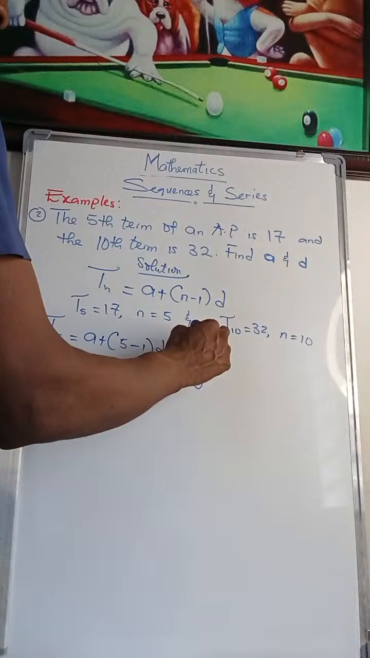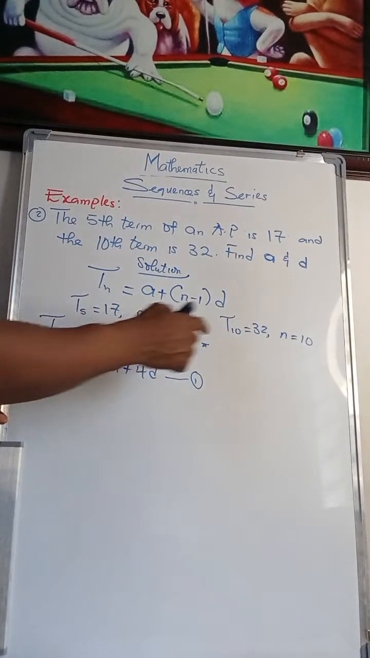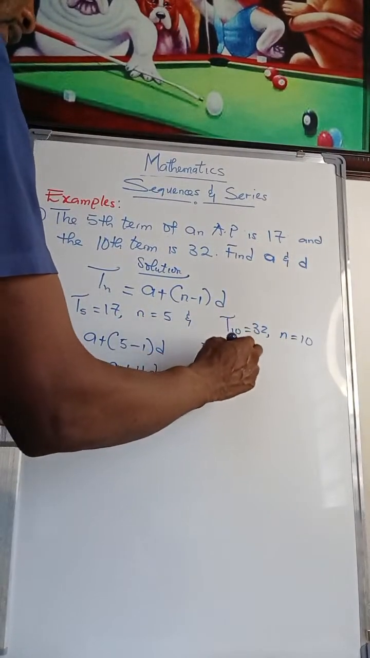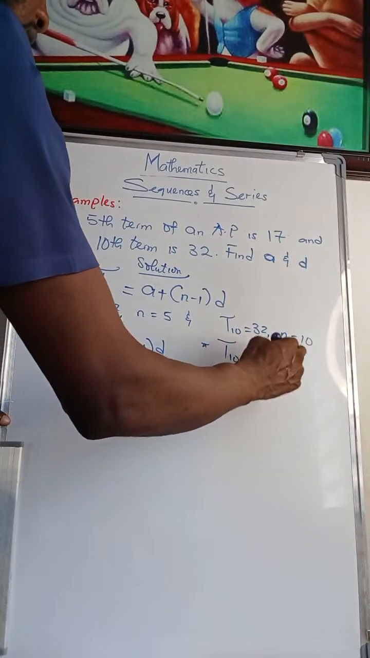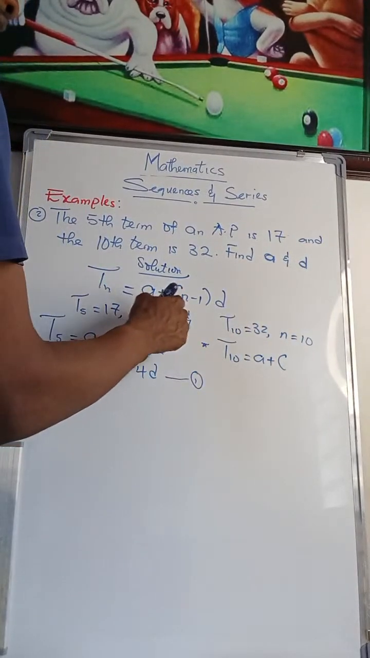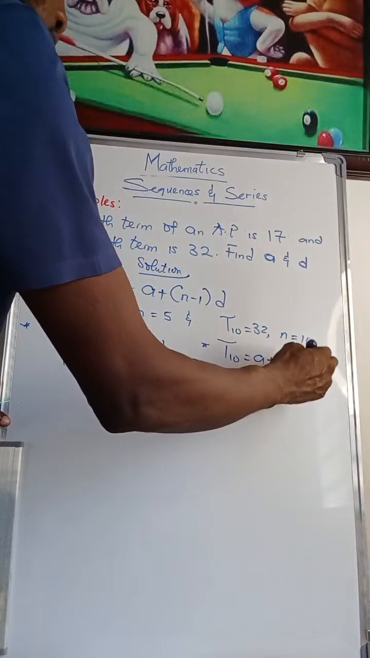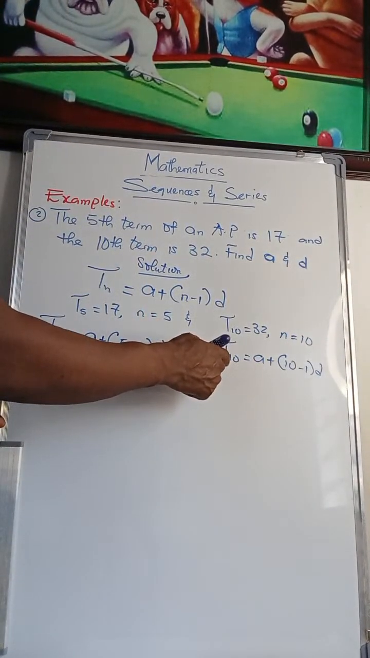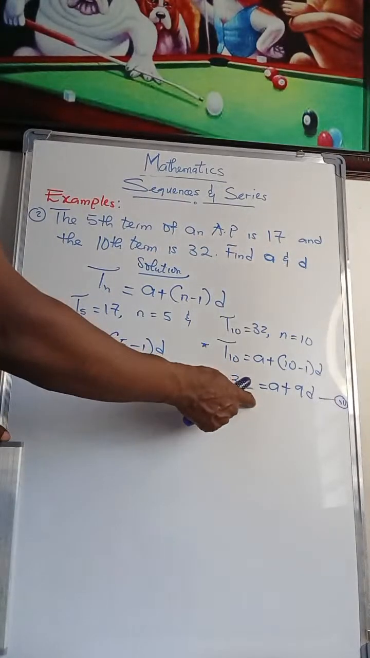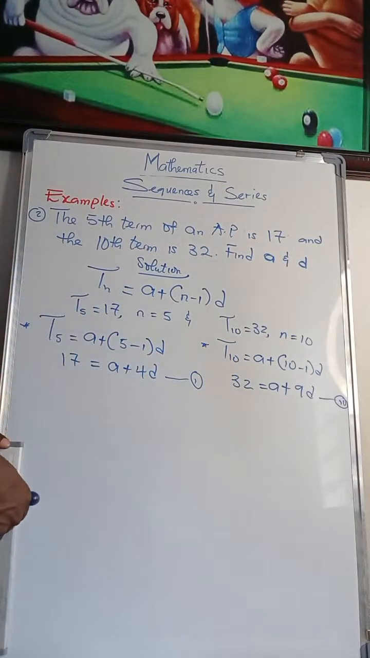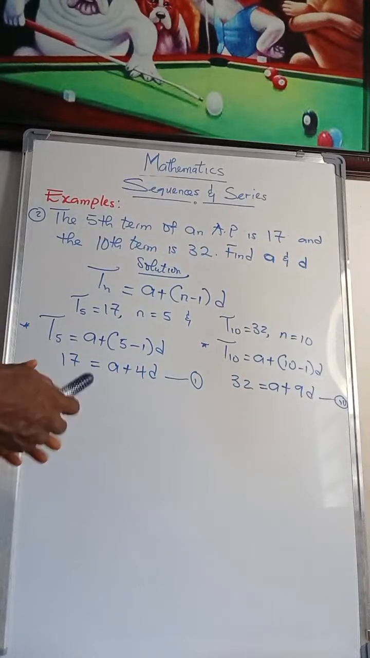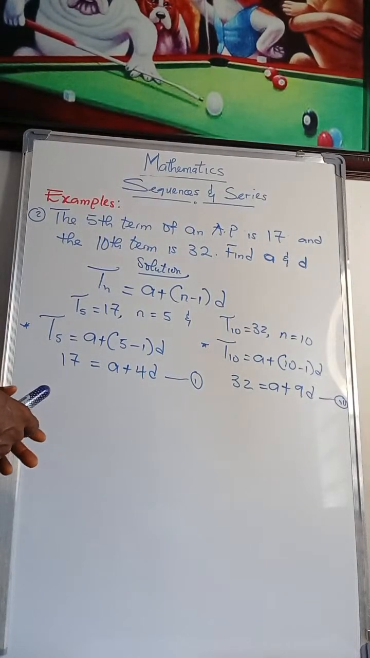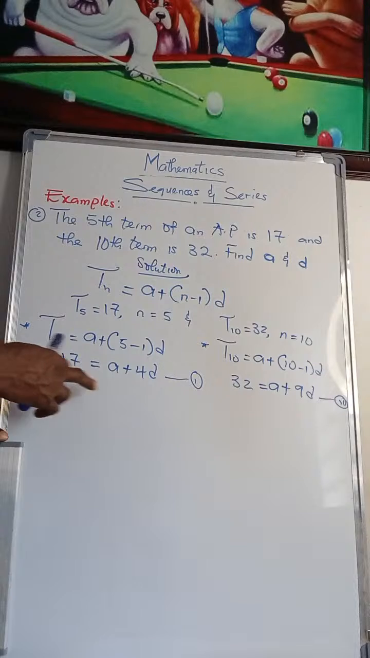Then the second one, we're going to use the same formula. Our T10 equals A plus, what is our n? Our n here is 10 minus 1. We don't know our common difference. The T10, the 10th term, and this is equation 2. All right, so now we're going to solve this equation simultaneously.